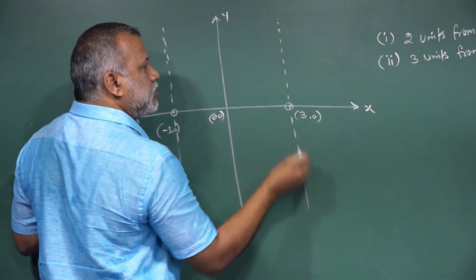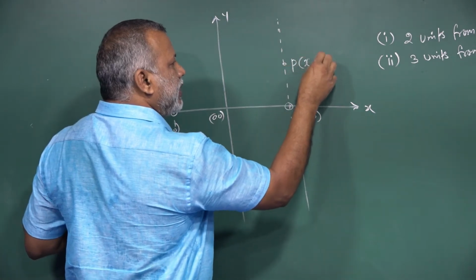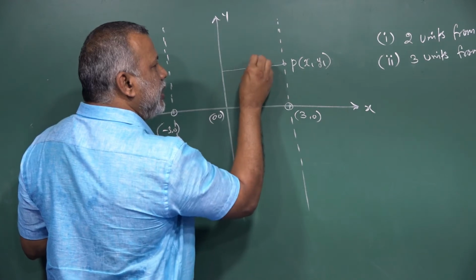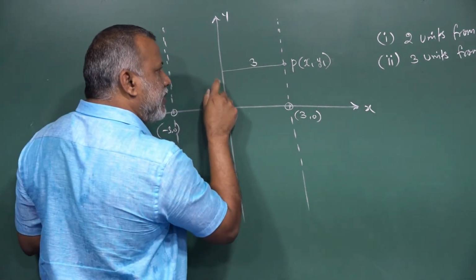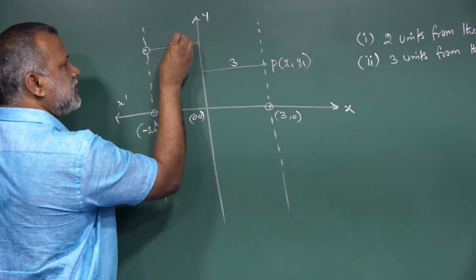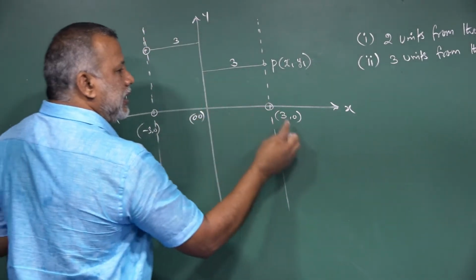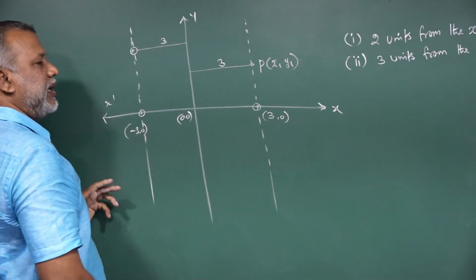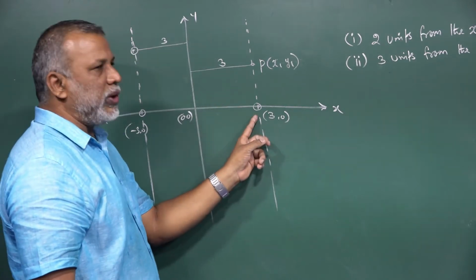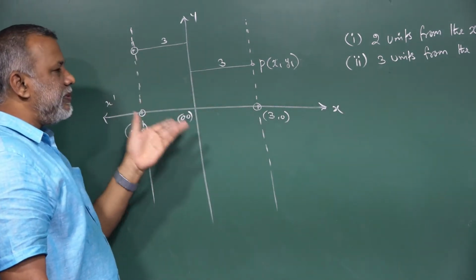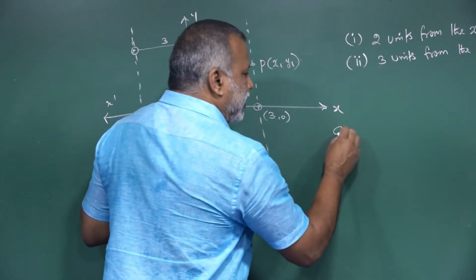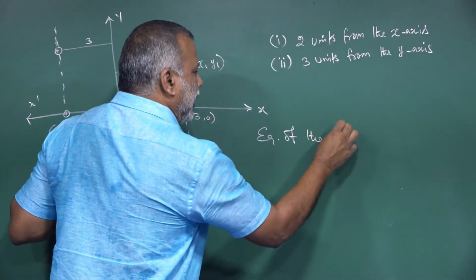It is a straight line passing through. So I can select a point P of x1 comma y1. The distance from this point to the y-axis is 3 units. Suppose you select a point here, that is also 3 units distance, but it lies in the negative direction, while the other lies in the positive direction. So we have to find the equation of the line 3 units from the y-axis. Here also the line is 3 units from the y-axis, but on one side it is positive and here negative. Therefore, the equation of the line.